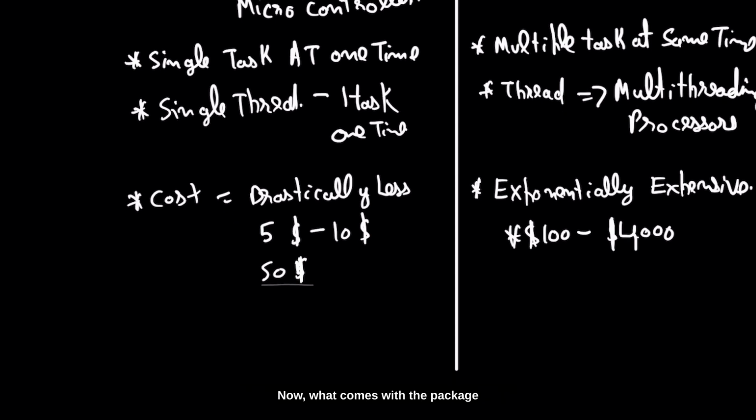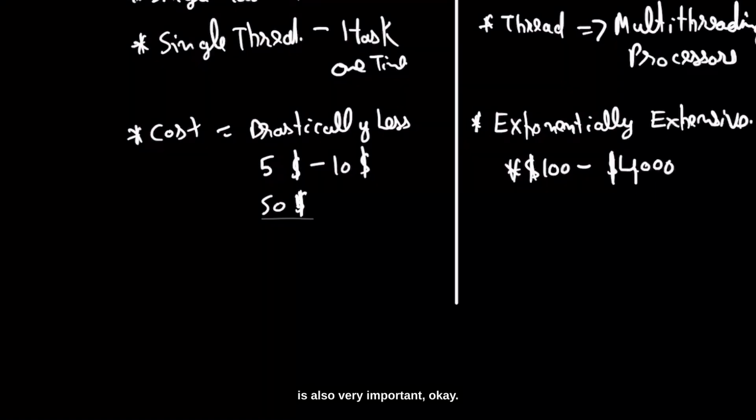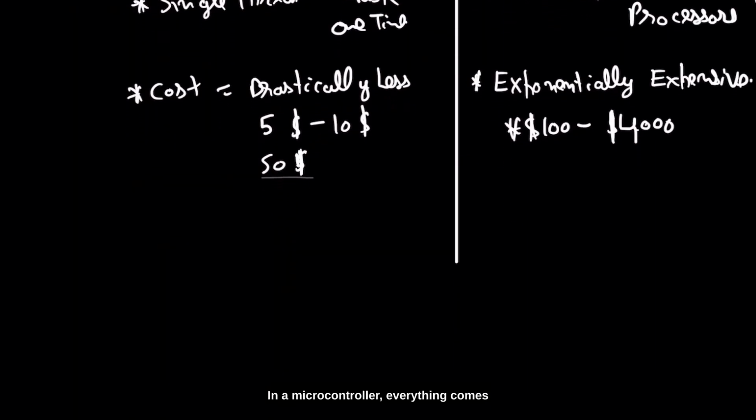Now, what comes with the package is also very important. In a microcontroller, everything comes with the package. I'll tell you what I mean by everything. You should know what all there is in terms of electronics for a controller. You basically have a couple of things which are very important. You have a RAM. I'll tell about RAM in much more technical detail as well, but a lot of you know what a RAM is, so that's why I'm writing RAM.